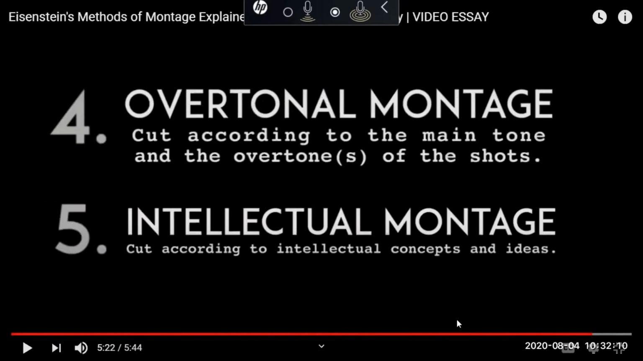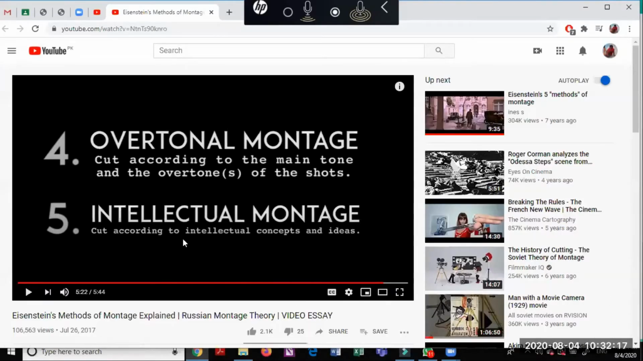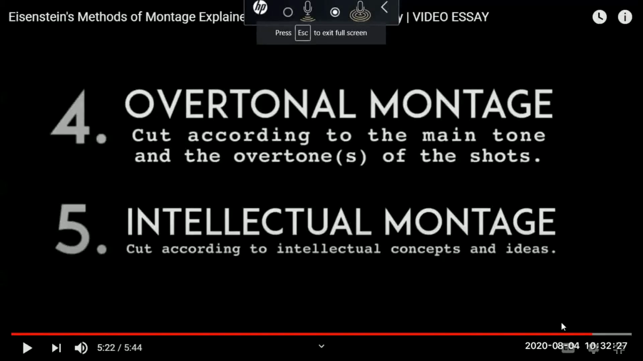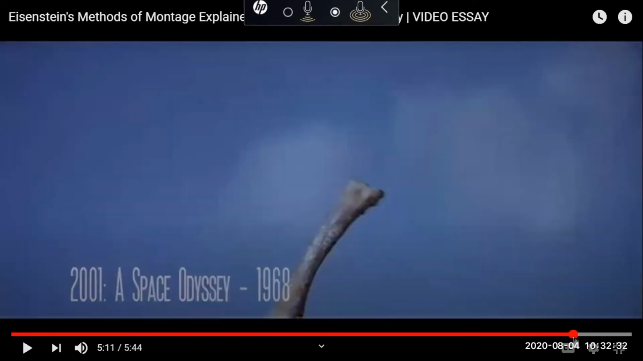Okay, so from the bone, he cut to, I think it was some kind of satellite or that kind of image. So basically, two different kinds of things are shown that probably look equal in size and equal in terms of their placement. You can see that this bone is in the middle of the frame. And this satellite is also in the middle of the frame.